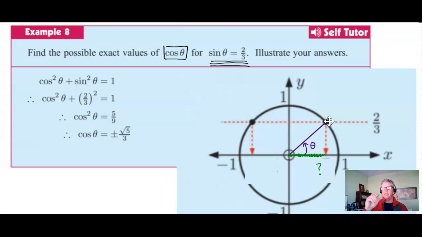But Mr. Sayers, that's not on my unit circle. I know that. So don't look for 2/3 on your unit circle. This is an angle that's not exact. It's not a multiple of 30 or 45. Don't care. What I care about is if I know this y value, the question is what is this x value, or the cosine of theta? Let that sink in.